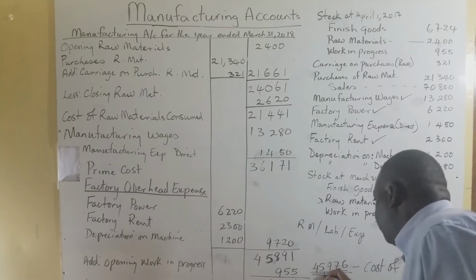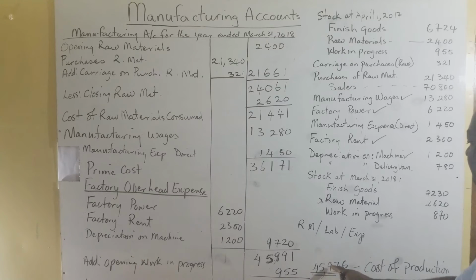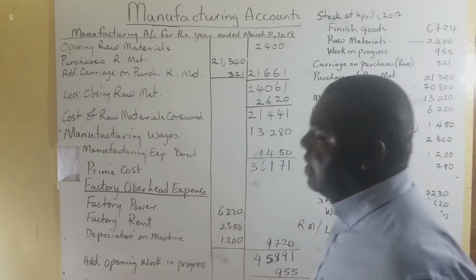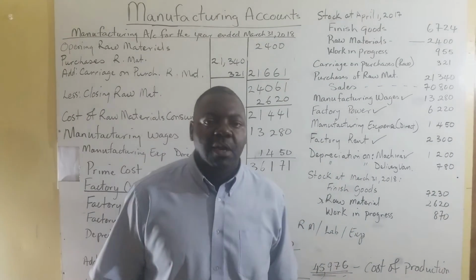45,976 would have been the cost of production. For space, we could have recorded it at the bottom. All right, so therein lies the manufacturing account.